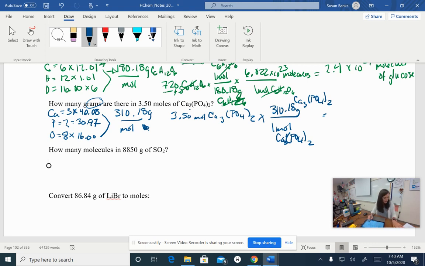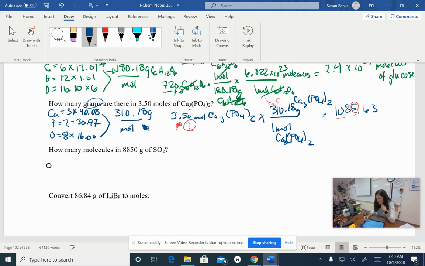And when my calculator gives me my answer, it gives me 1,085.63. Now let's look at our sig figs here. I've got 3 sig figs right here, and here I've got 5. So that means I can report 3 digits. So 1, 2, 3. This 5 is going to tell me to round up.